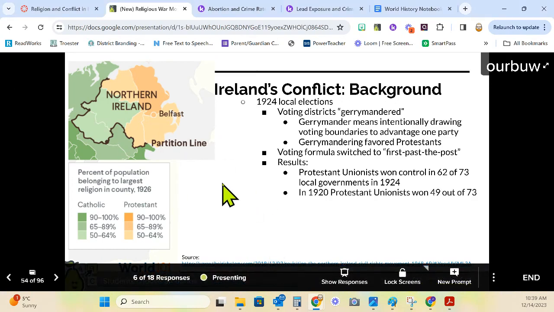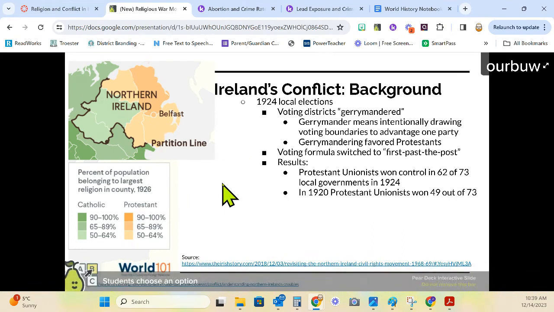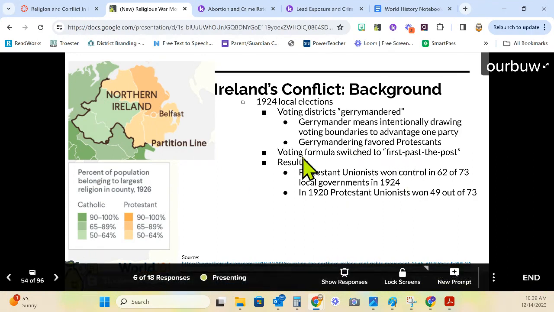In 1920, they had won 49 out of 73. Both of those are big wins, but this one is much more of a dominant win, that 1924.